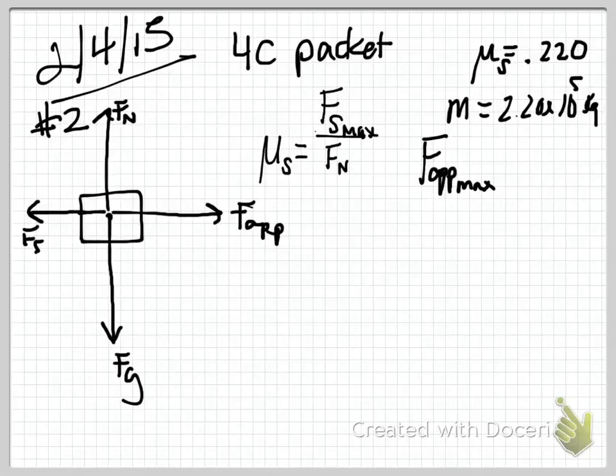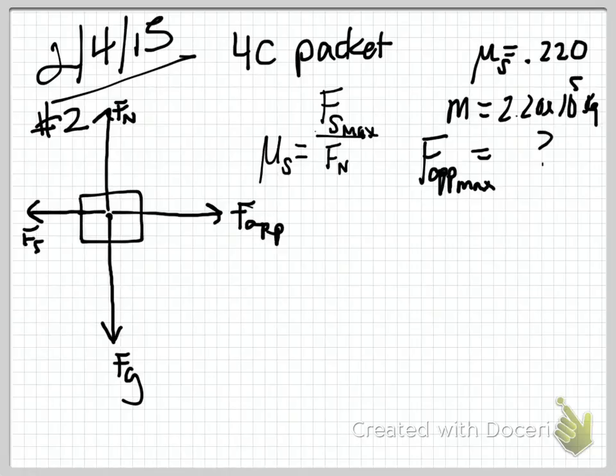Okay, so we've got an object. We know that there's a force of static friction, an applied force, force of gravity, normal force. We have its coefficient of static friction, we have its mass, and what we're asked for is how much force is going to be necessary to get it to overcome static friction.